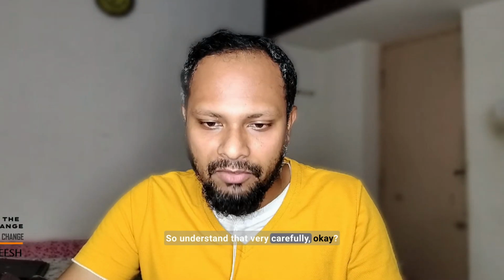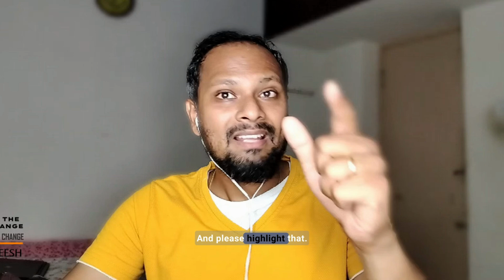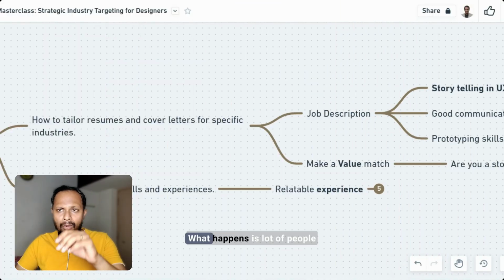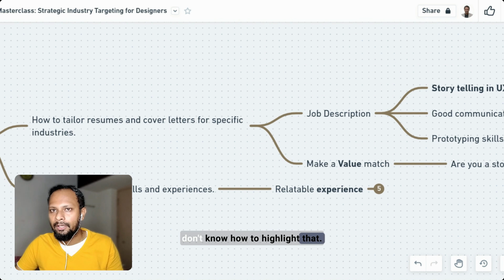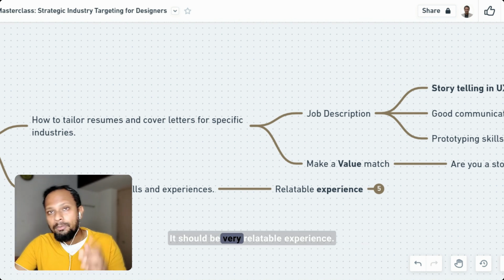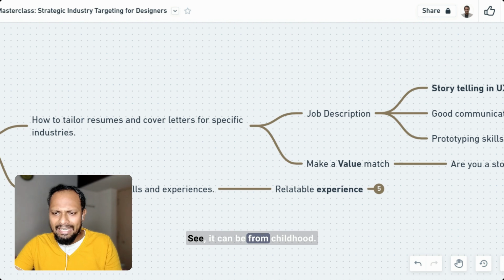So understand that very carefully, okay? And please highlight that. You have to highlight that as a relevant experience and skill. What happens is a lot of people don't know how to highlight that. A lot of people don't know how to project that rightly, okay? It should be a very relatable experience. See, it can be from childhood.